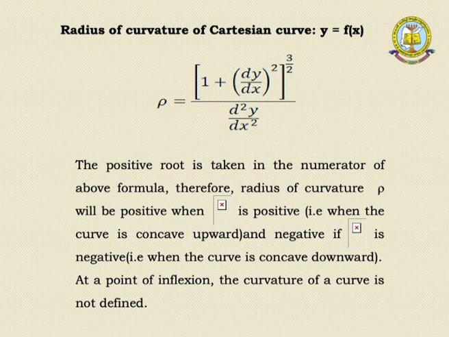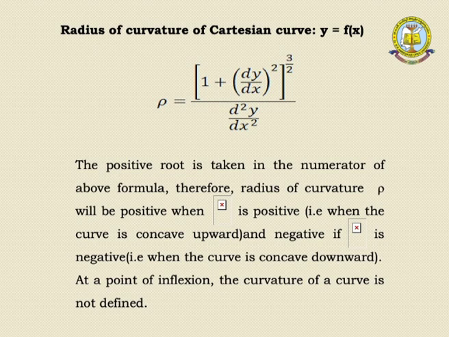Therefore, the radius of curvature is positive when d square y by dx square is positive, that means the curve is concave upwards, and negative if d square y by dx square is negative, that is, when the curve is concave downward. At the point of inflection, the radius of curvature is not defined.